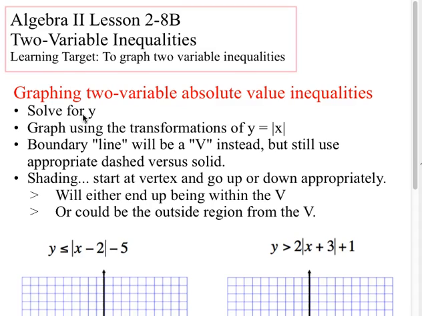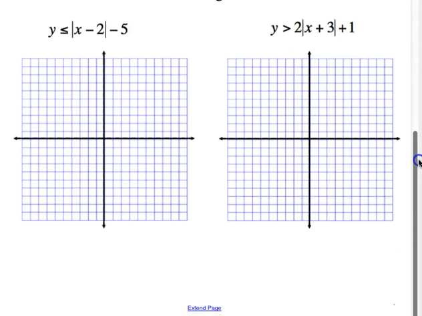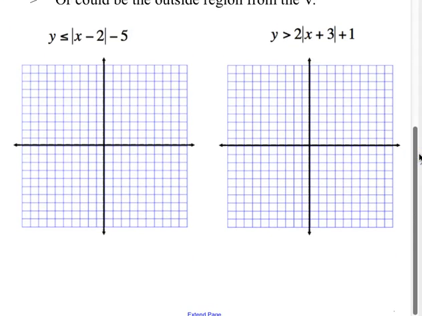So after yesterday, you should be comfortable with the idea of shading up and down and solid versus dashed. The only thing to remember now is that it's been a couple days since we've graphed absolute values, so let's make sure we remember. Recall this is going to cause us to shift right 2, down 5.